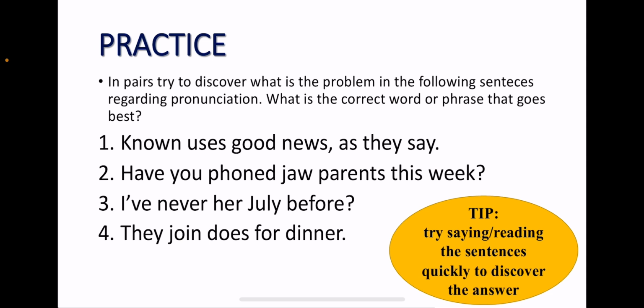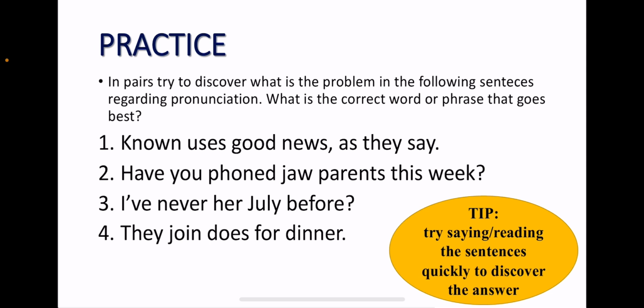Do you want me to help you with the pronunciation? It says, have you phoned your parents this week? Have you phoned your parents this week? I think that one is very easy, right? So you can discover what the problem is. What about number three?